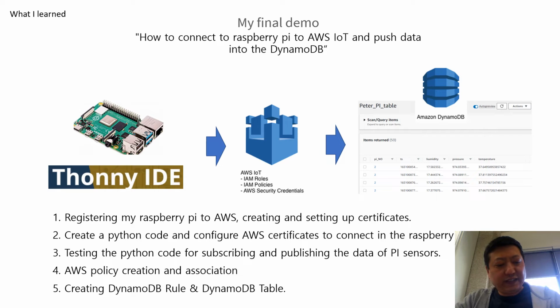Number 1. Registering my Raspberry Pi to AWS, creating and setting up the certificate. Number 2. Create a Python code and configure the AWS certificate to connect in the Raspberry Pi. Number 3. Testing the Python code for subscribing and publishing the data of a Pi sensor. Number 4. AWS policy creation and association. Number 5. Creating a DynamoDB rule and DynamoDB table.